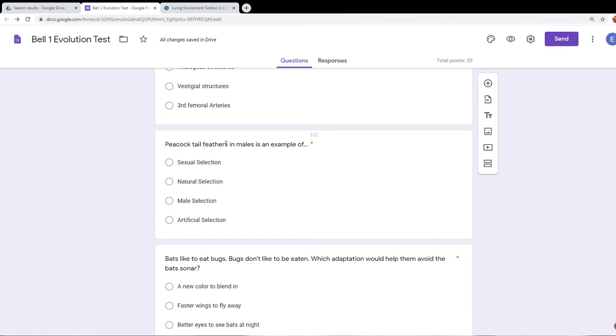Next, peacock tail feathers in males, because only males have the big long peacock feathers, is an example of. So, those big, long, brightly colored tail feathers, is that sexual selection, natural selection, male selection, or artificial selection? Which one of these four is responsible for male peacocks only having those huge, long, brightly colored feathers? Sexual selection, natural selection, male selection, or artificial selection?